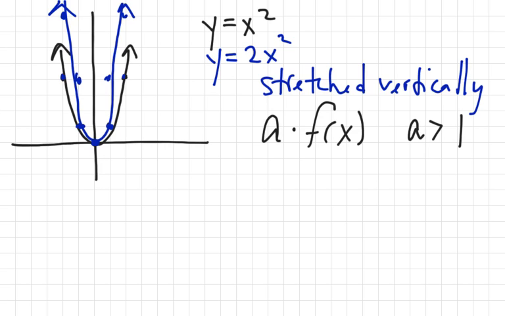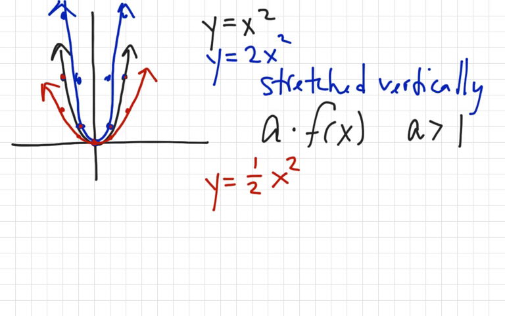What if instead I had done y equals 1/2 x squared? Well, that would take each of the outputs and divide it in half. So this output here of 4, when you divide it in half, becomes 2. This output of 1 becomes 1/2. 0 divided by 2 is 0. 1 divided by 2 is 1/2. 4 divided by 2 is 2.